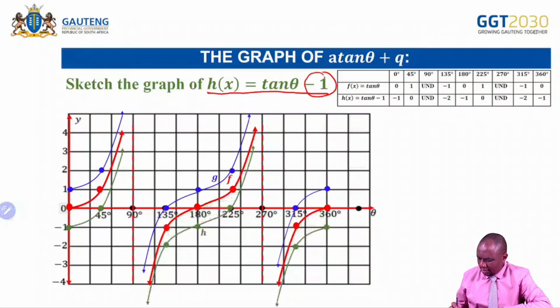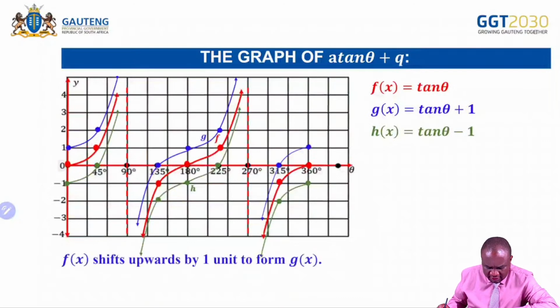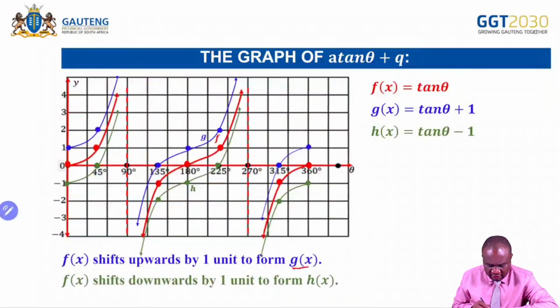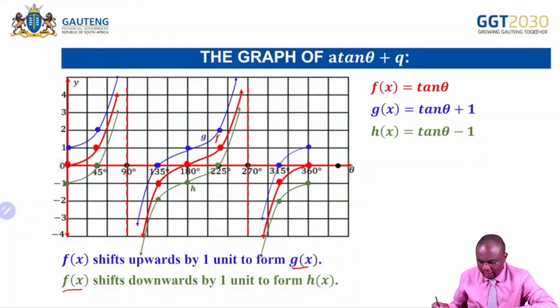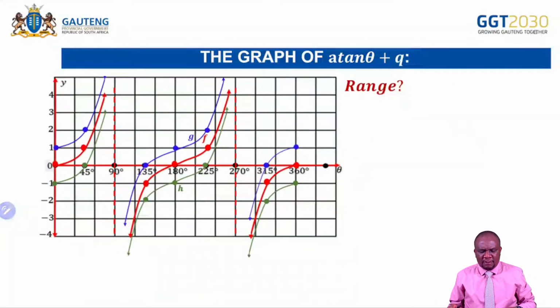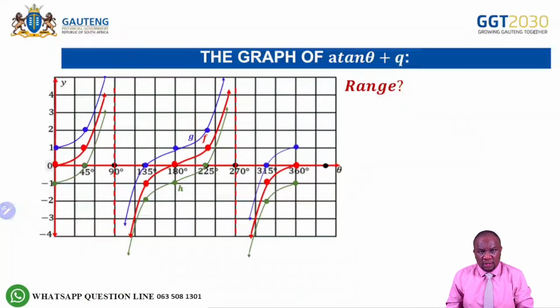Right, now let's continue. We have seen the effect of q. We've managed to sketch the graph of tan theta, the tangent graph. Also, we've managed to revise the effect of q. Now, we have seen that f of x shifts upwards by 1 unit to form g of x, and also that f of x shifts downwards by 1 unit to form h of x. Let's discuss some of the key features for these graphs. The range. What is the range of these three graphs? It's just the same, okay? And then what is it? 1 minute. What is the range for these three graphs?